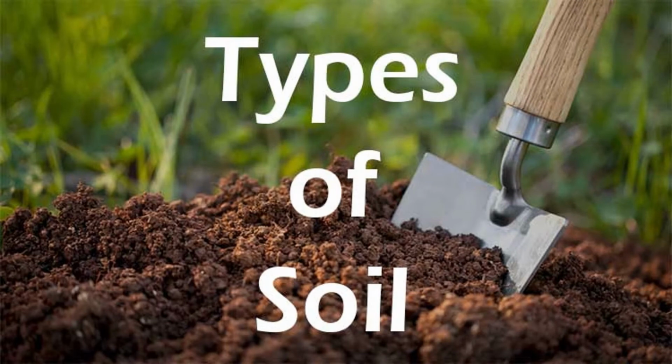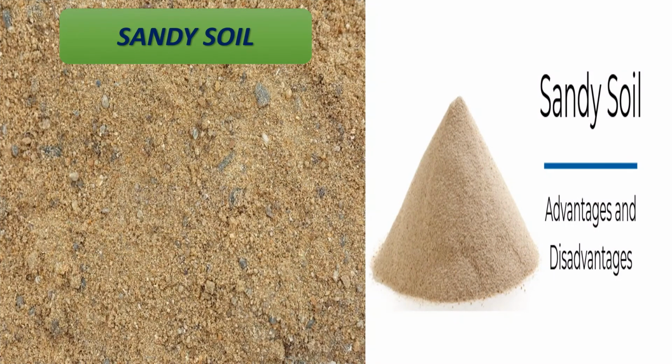Now let us see types of soil. First is sandy soil. More than two-thirds of sandy soil is sand and about one-tenth is clay. It is made up of large particles with large air space. Its porosity prevents retention of water, so it dries up very easily. It is well suited for fruits and vegetable cultivation.